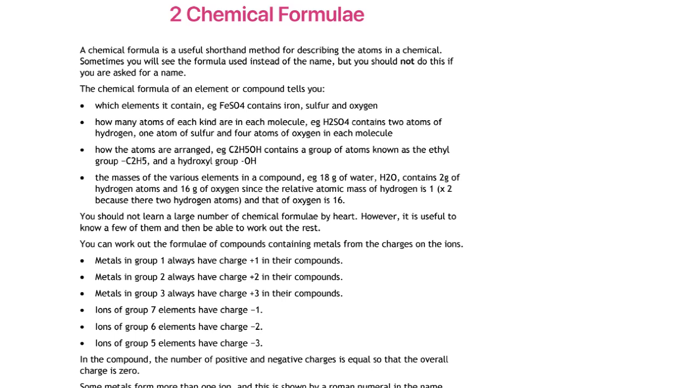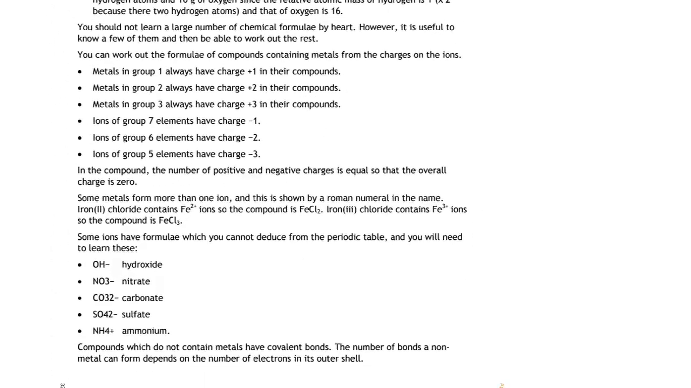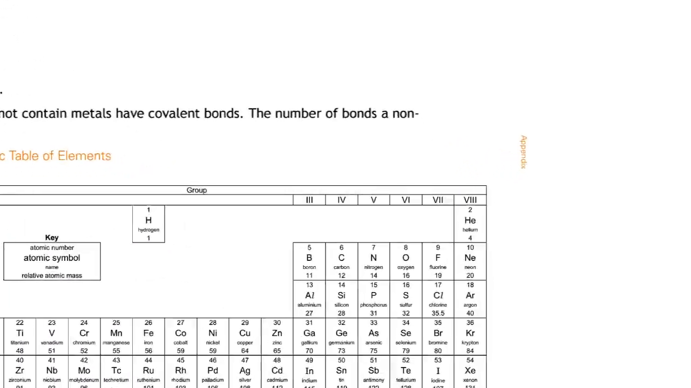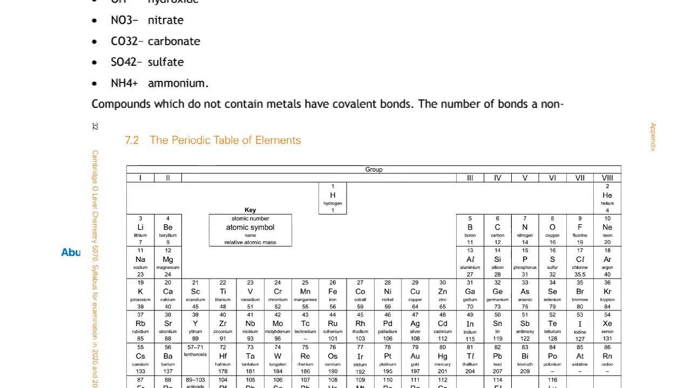In class earlier, what I was saying was that the metals, groups 1, 2, and 3, will have a positive charge, and the ions of the nonmetals, which are on the right hand side of the periodic table, will have a negative charge. Now, why? It's because of how the periodic table is arranged.